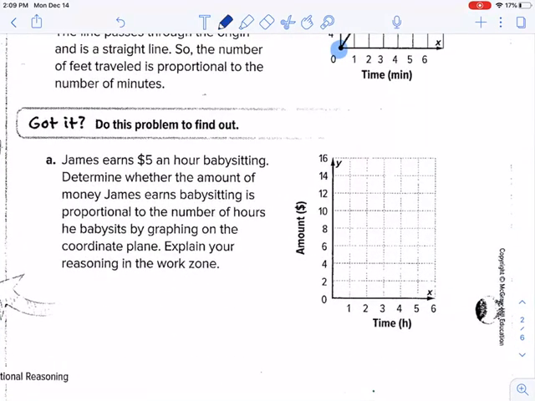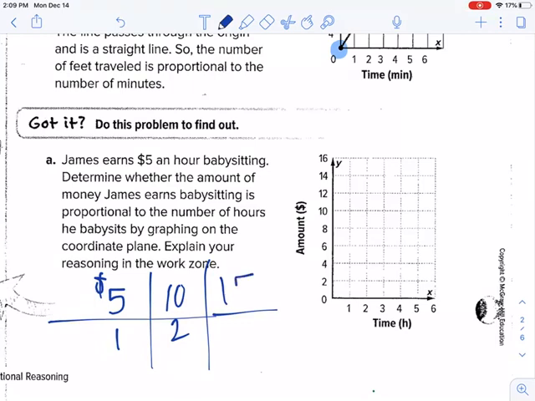Letter A at the bottom there, James earns $5 an hour. So $5 for 1 hour. That would be 10 for 2, and that would be 15 for 3. Now this is our X. They're putting the hours on the X and the money on the Y. All right, so for 1 hour, $5, for 2 hours, 10, and for 3 hours, 15.